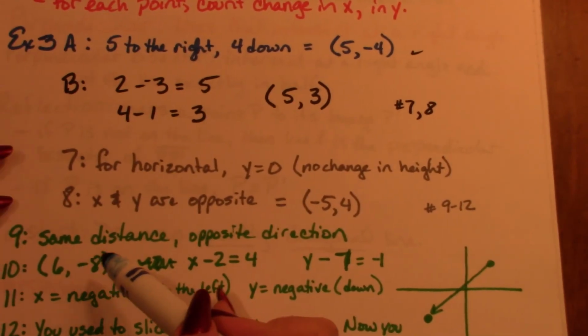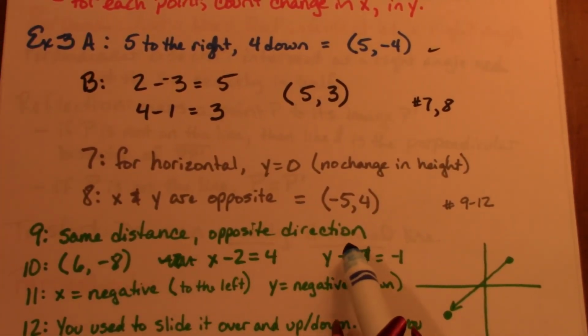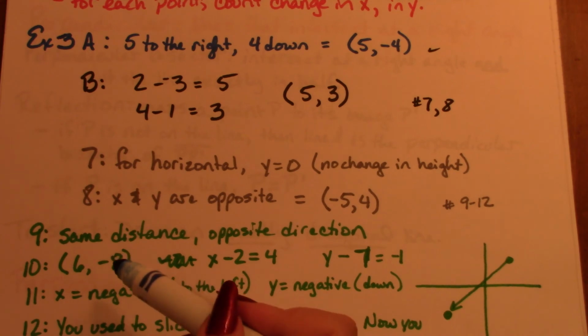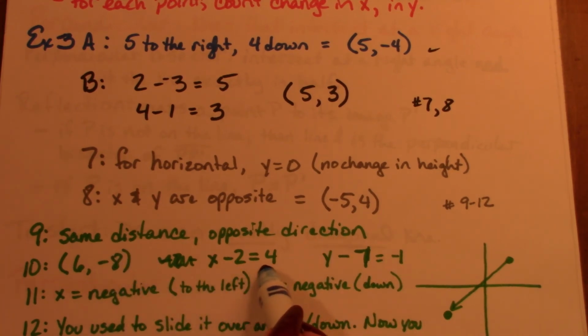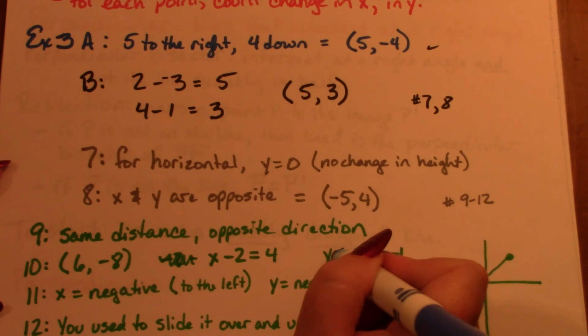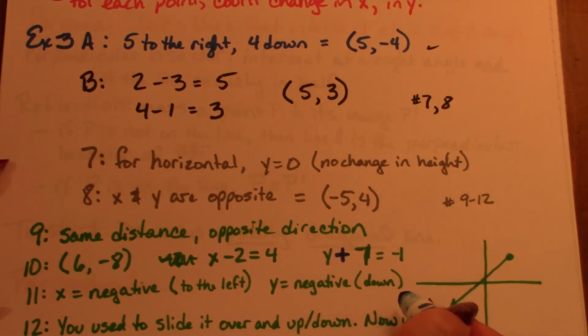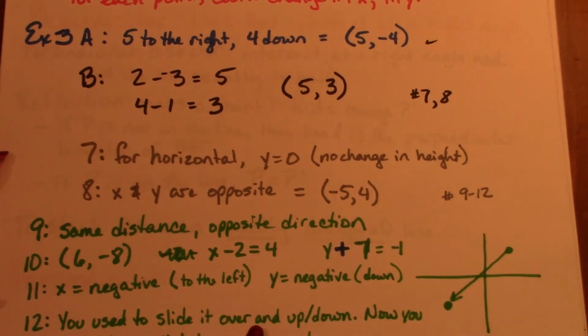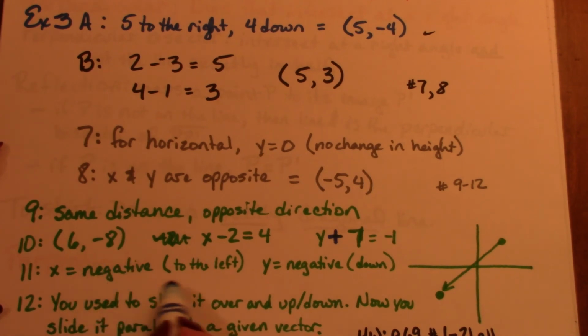Number 9 is the same distance, but the opposite direction. Number 10 is 6, -8. x - 2 equals 4, and y + 7 is negative 1. Number 11, the x is negative because it's to the left, and the y is negative because it's going down.